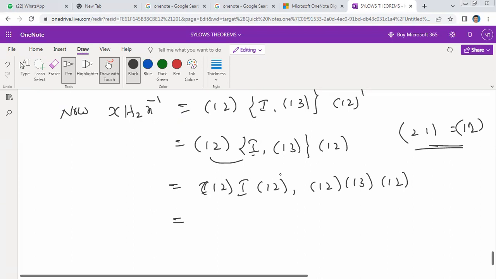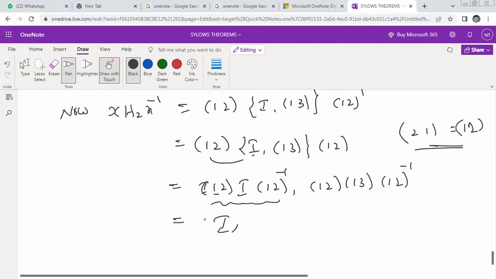Actually, (1 2) whole inverse is also the same. This is (1 2) whole inverse. Can you guess this one? I is identity. (1 2)(1 2) whole inverse is nothing but I. We can multiply: I times (1 2)(1 2) whole inverse again gives identity. Identity into identity is again I.